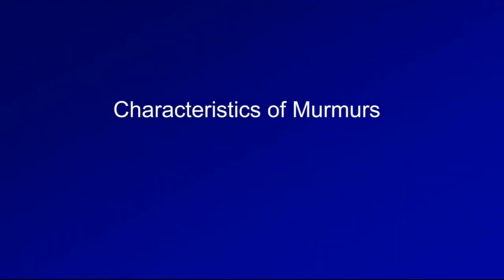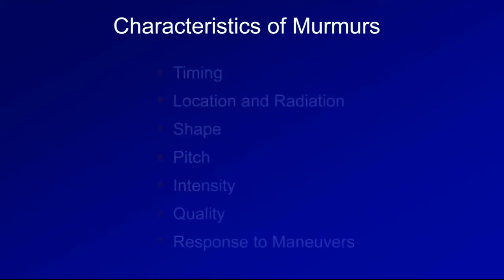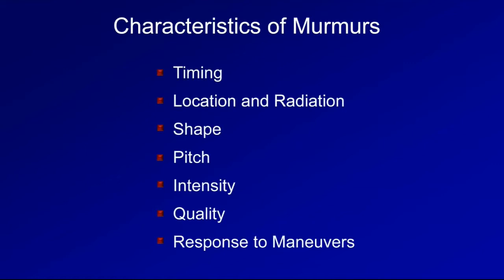Now I will talk about the specific characteristics of murmurs. Although often the cardiac portion of a patient's physical exam may read something like, "systolic murmur present," such a vague statement is of little diagnostic help. Murmurs can and should instead be described based on a number of specific characteristics. They are timing, location and radiation, shape, pitch, intensity, subjective quality, and their response to specific physiologic maneuvers.